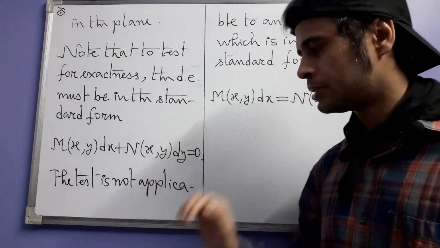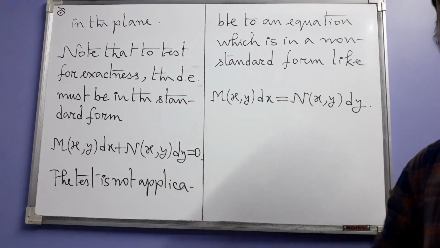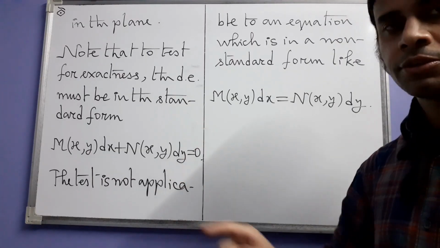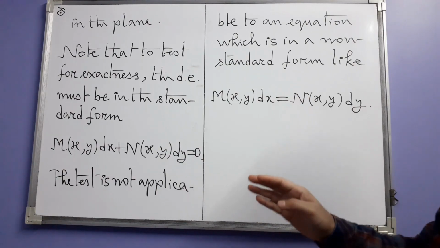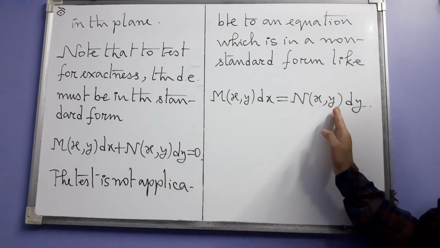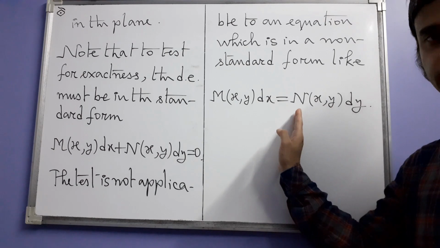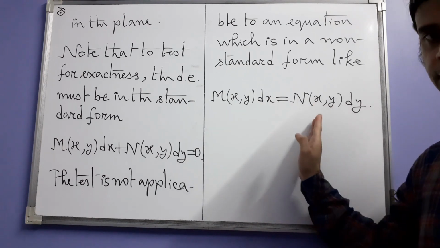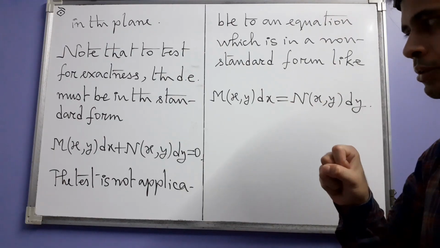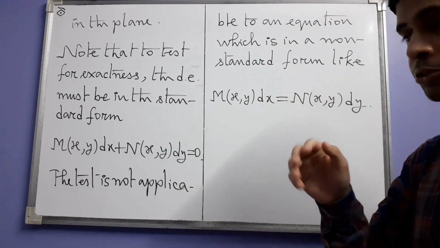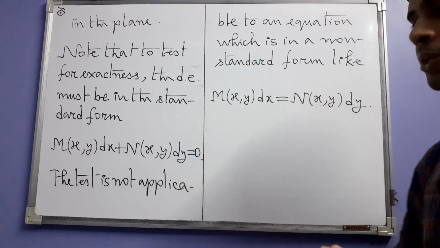Then only the test is applicable, and it will not be applicable to a first order equation of this type which is not exactly in standard form. For example, if you have an equation which looks like this, you still have M dx and you still have N dy, then to this M and this N, it should not be applied because it's not applicable.